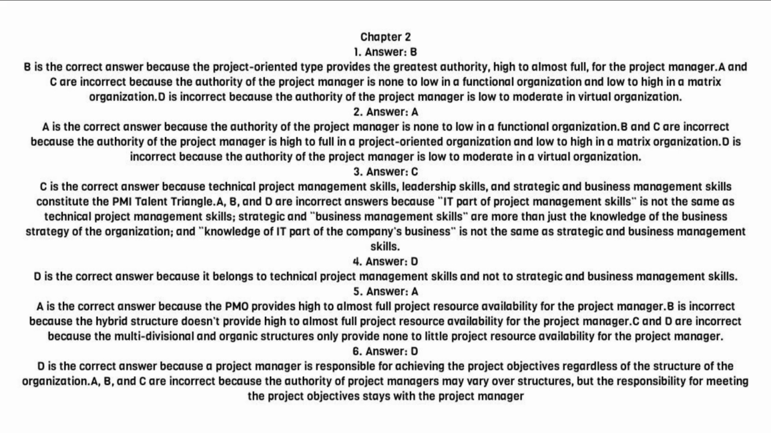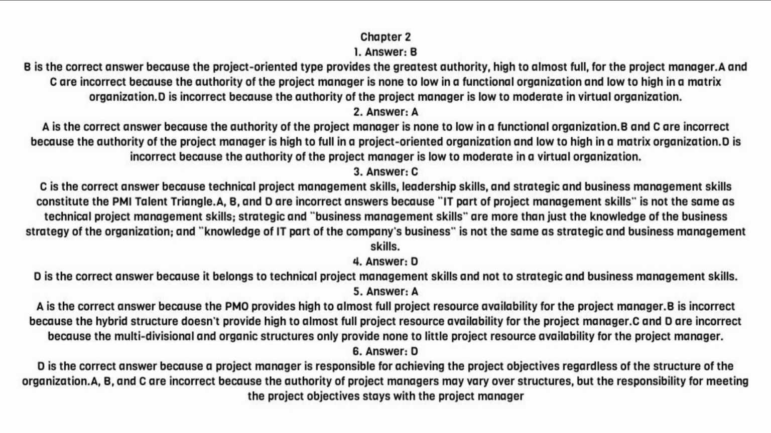A and C are incorrect because the authority of the project manager is none to low in a functional organization and low to high in a matrix organization. D is incorrect because the authority of the project manager is low to moderate in a virtual organization.